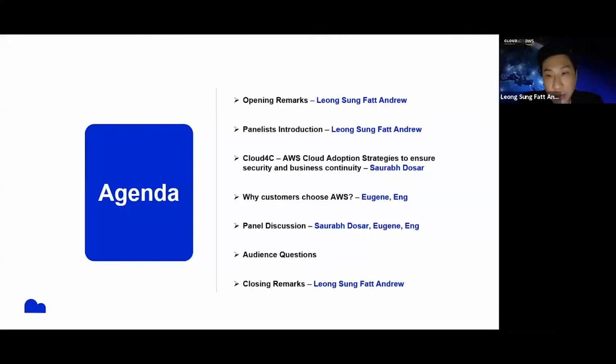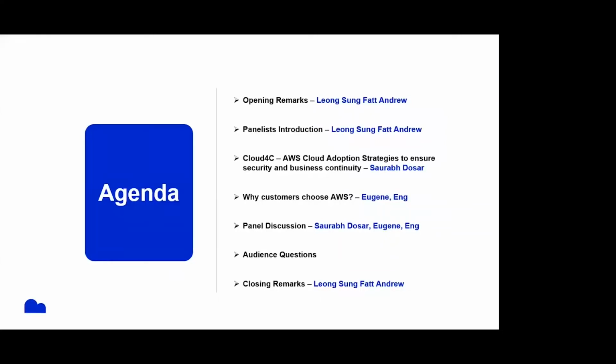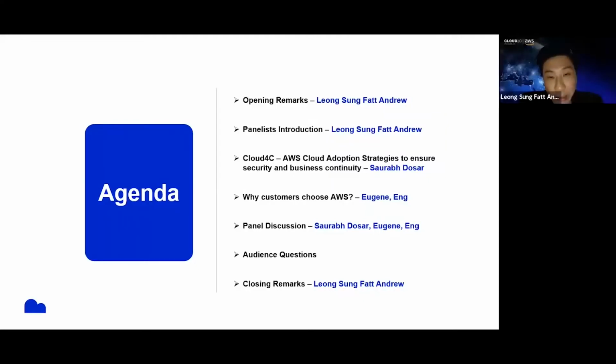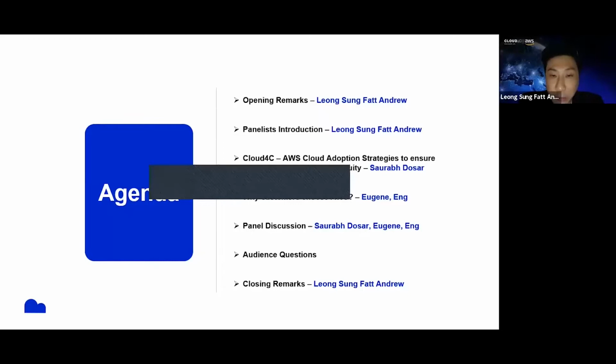After Saurabh will be Eugene Stern, who is from AWS, on the topic of why customers chose AWS. Later on will be a panel discussion with both the speakers, Saurabh and Eugene. And of course, we will invite the audience to ask any questions they have in mind. That's all for today. Without further ado, let's quickly start.